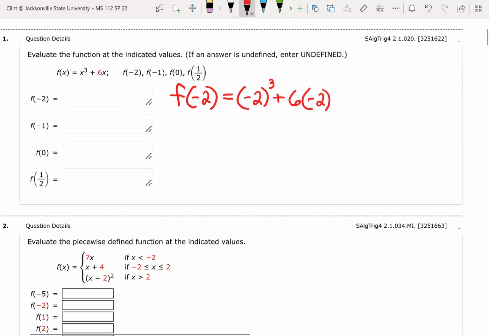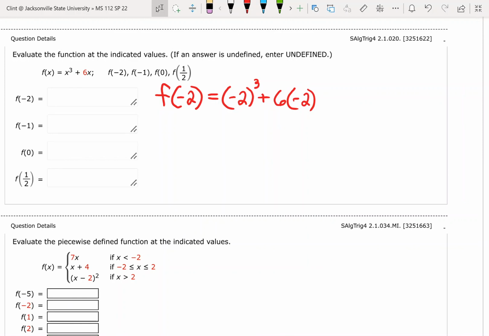You have to be a little bit careful with the sign here, because when we do -2 times -2 times -2, we'll get a negative. That comes out -8. And then 6 times -2 gives -12. And on that one we get -20. Okay. A little bit sloppy there.